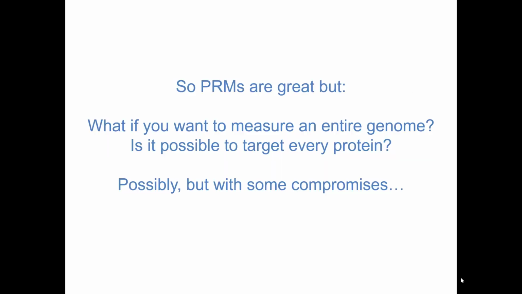Cool. Okay, so hopefully I've explained why I think PRMs are great, but they're pretty limited. You can only go after a handful of peptides at a given time. And so the question is, what if you wanted to try to do a PRM-style experiment across the entire genome? And is it possible to do that and to target every possible peptide in a proteome? As Rudy was showing earlier, yeah, it is possible to do that with these new DIA methods. But there are a lot of compromises in that.